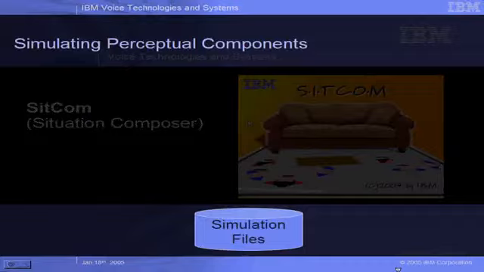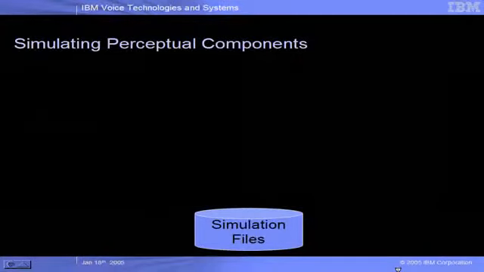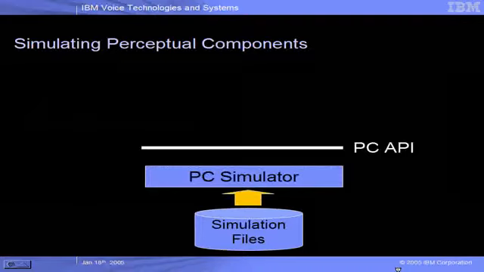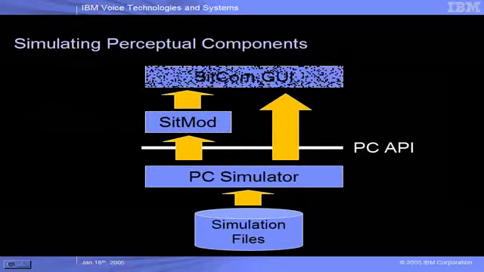A first use case of SitCom is to simulate perceptual components. These perceptual components will typically provide us with events of all sorts, which are described in simulation files. Through a perceptual component simulator, the simulation files can be read and the events presented through the CHIL perceptual component API. Consumers of these events are typically the situation model and the SitCom graphical user interface, which can display these events and can also display the resulting situations.